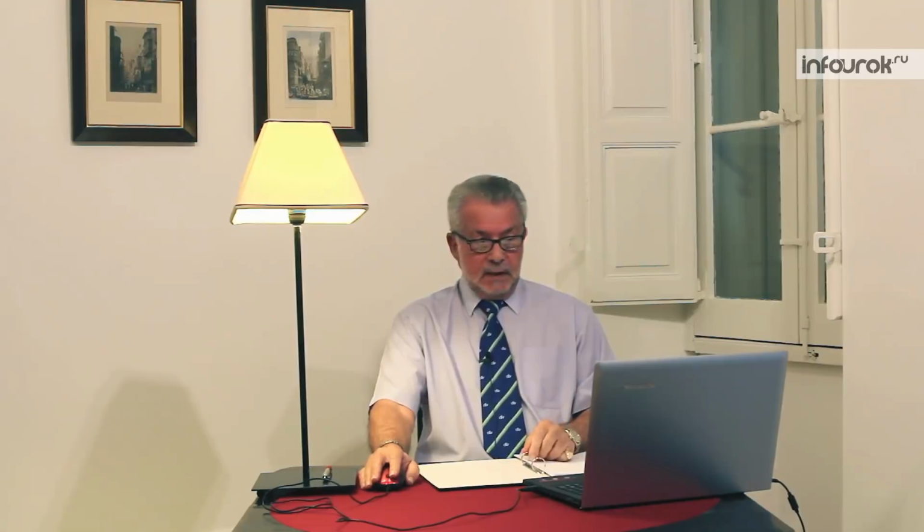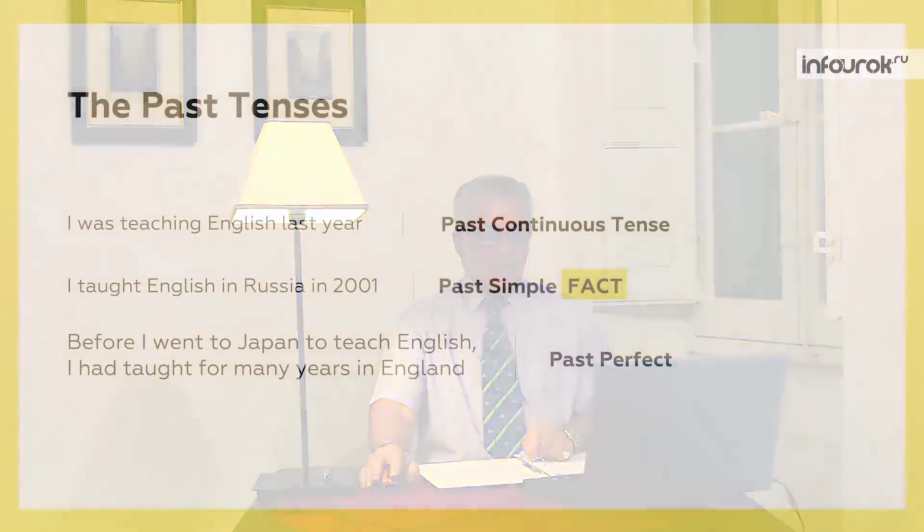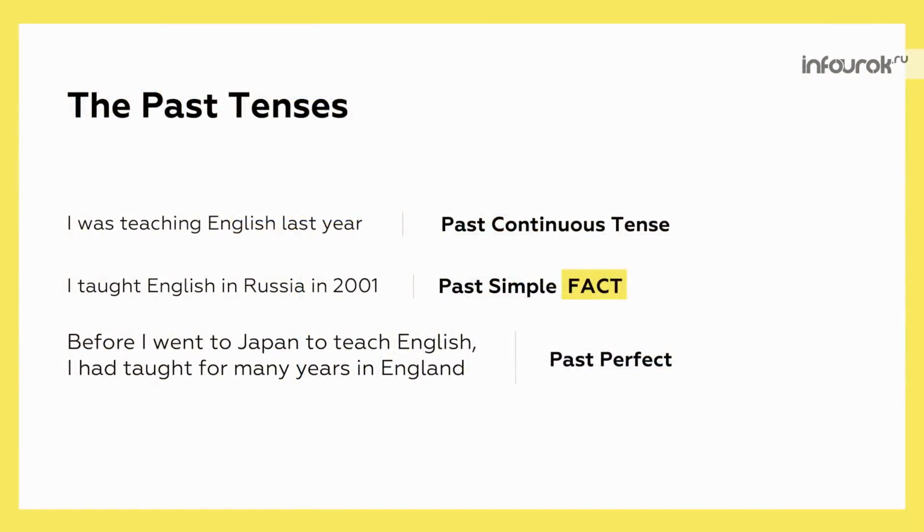So, let's have some more examples. I was teaching English last year. So, there was a continuous action which was going on last year. I taught English in Russia in 2001. Simple past, a simple fact. Before I went to Japan to teach English, I had taught for many years in England. Past perfect.